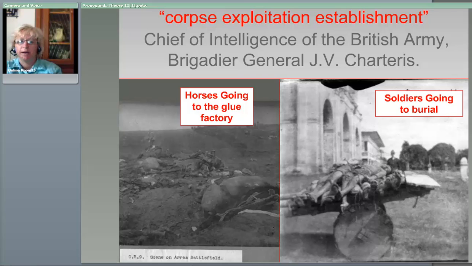Let's move ahead a bit. We've got what was known as the corpse exploitation establishment. Now, this was actually done earlier on by one of the intelligence officers of the British Army by the name of General Charteris. Now, again, one of the premises of propaganda theory is that people will believe lies because they are gullible. Again, going back to early World War I and World War II, the information that went worldwide was much slower in its dissemination.